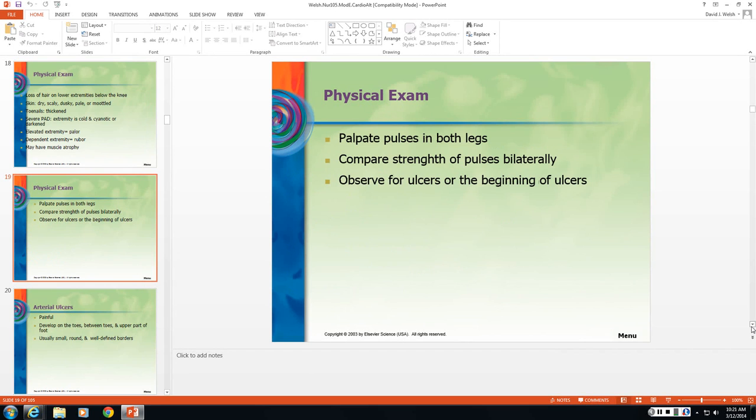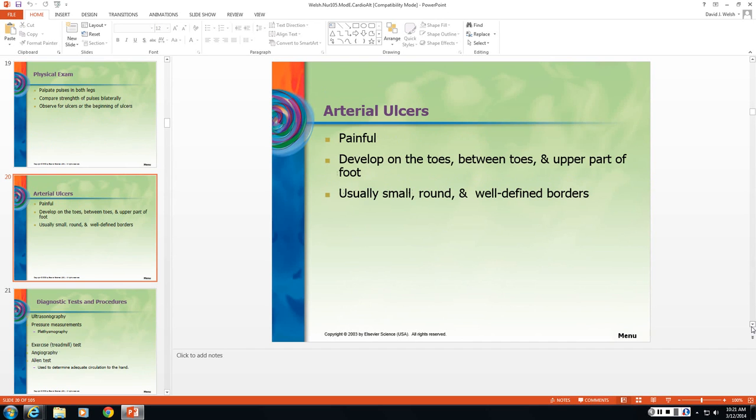Once again, you're going to palpate the pulses in both legs. You're going to compare the strength of the pulses bilaterally. You're going to observe for any kind of ulcerations or the beginning of any kind of ulcers in these areas. Now, arterial ulcers are going to be painful. Usually these are going to develop on the toes or between the toes, or usually on the upper part of the foot. They're usually small, round, and they have well-defined borders.